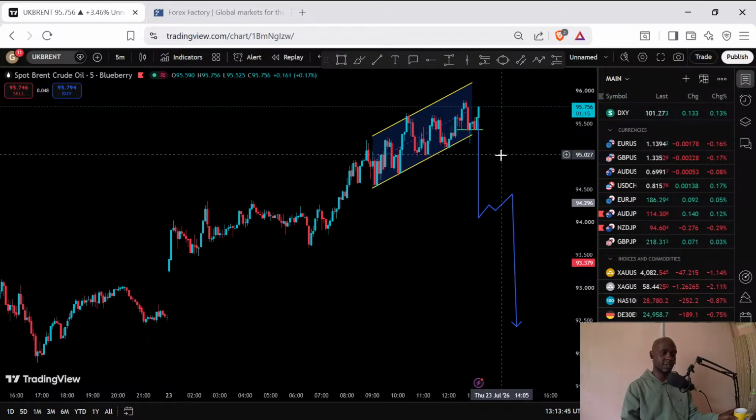If you can get the setup on crude, it will be really ideal because it really aligns well even with the higher time frame.